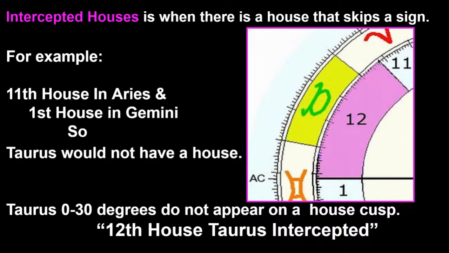And these are the cusps of the house. See how the 12th house starts here, this line here, in Aries, and then the 12th house ends here in Gemini. There is no beginning or end of a house in Taurus.